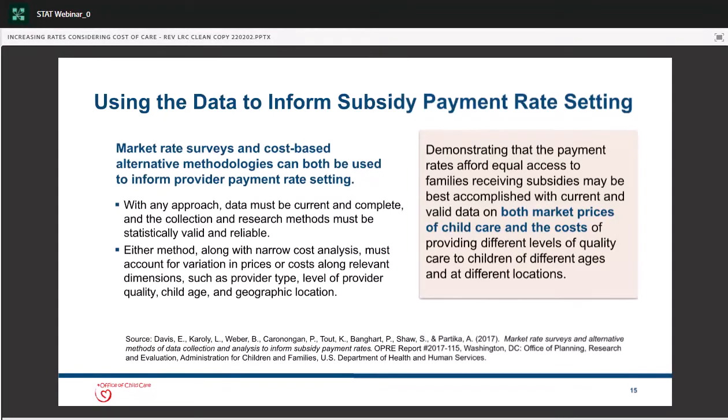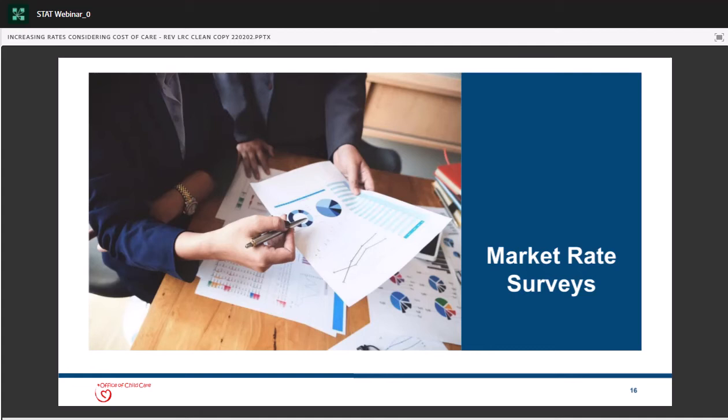You'll recall we mentioned earlier that one option is to conduct both a study of prices charged and a study of costs within an alternative methodology. The expectations within the studies are similar and both can yield valuable information for your rate setting process. Noting the content in the shaded box, demonstrating that payment rates afford equal access is ultimately the goal of all the required data collection. In accomplishing this, lead agencies will need to consider the cost and effort involved in conducting price and cost surveys or using a cost estimation model, including the potential need for contracted support from researchers outside of the lead agency, as well as engaging technical assistance. Next slide, please.